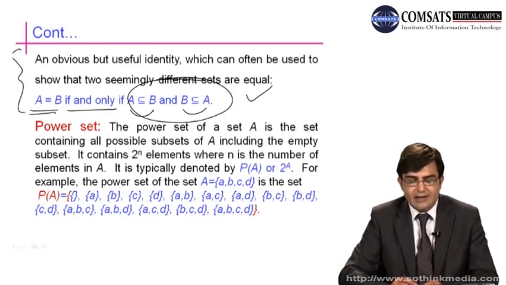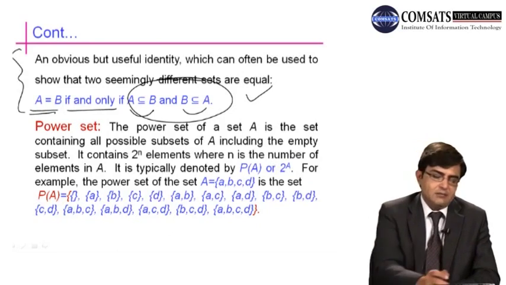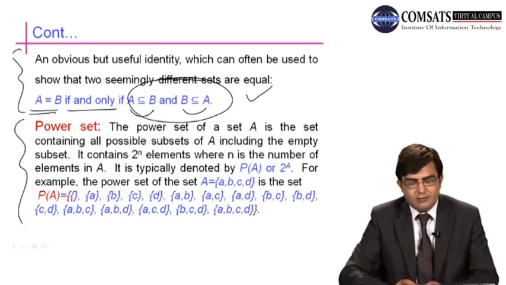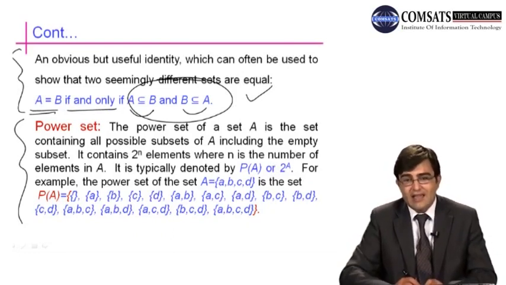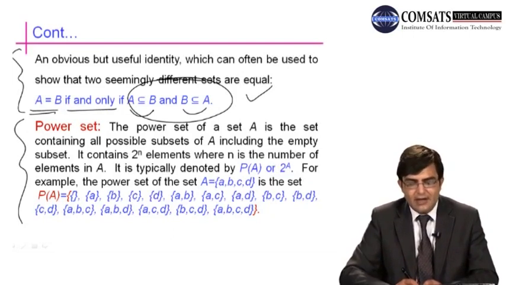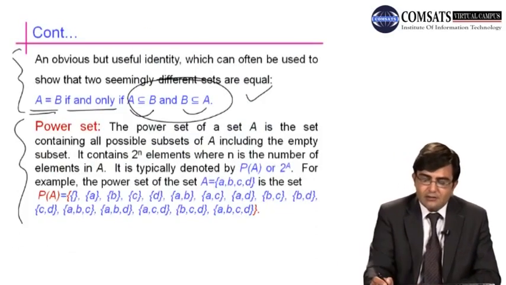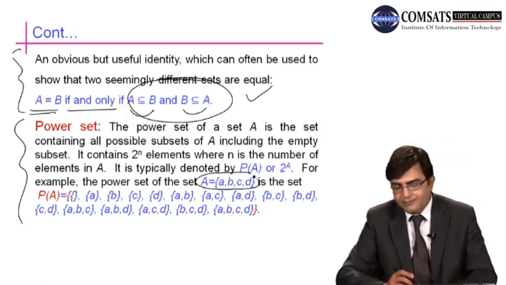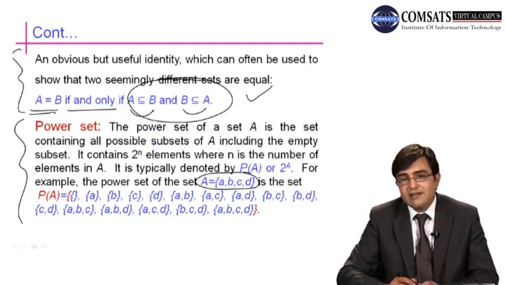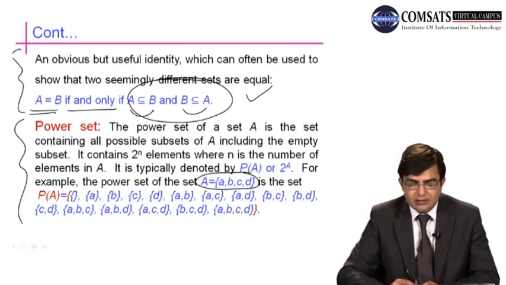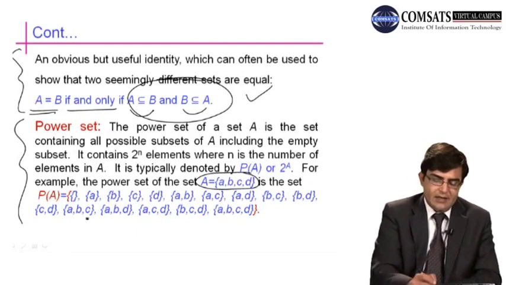the next subsequent slides. Now what is power set? Power set, I hope you all know what is the power set. The power set of a set A is the set containing all possible subsets of A, including the empty subset and the set itself. So if we want to write the power set of a set A, B, C, D, then what is the power set? It contains all possible subsets of A, including the empty set. So first of all, to write the power set, we write the empty set.